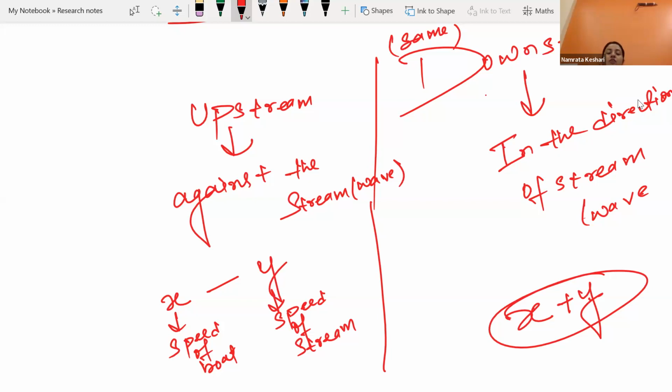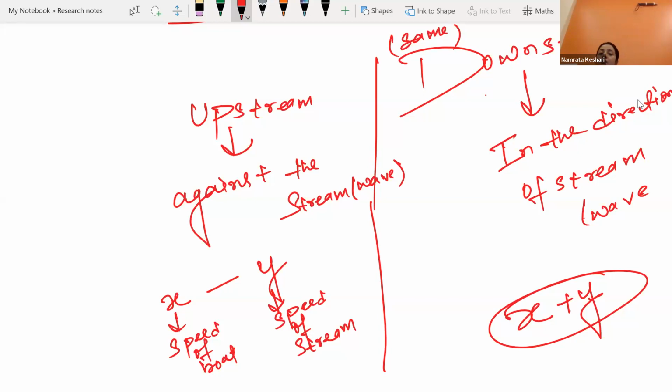However, for the upstream scenario, we are doing the subtraction. So from now onward, you understand that upstream means the speed will get subtracted and downstream means the speed will get added. Why will the speed get subtracted? Because the boat is going against the stream. For the downstream scenario, since the boat is going in the direction of the stream, the added speed will work on the boat.